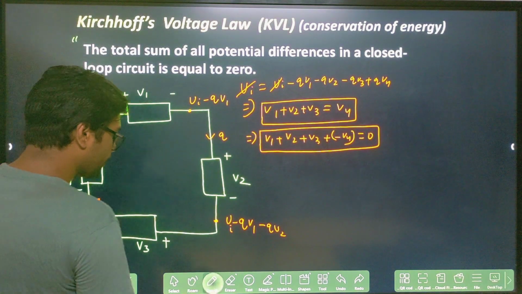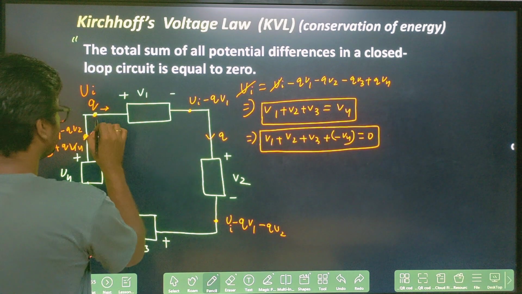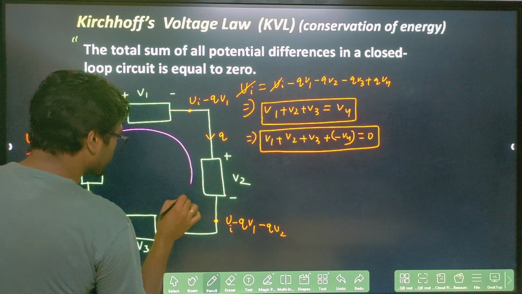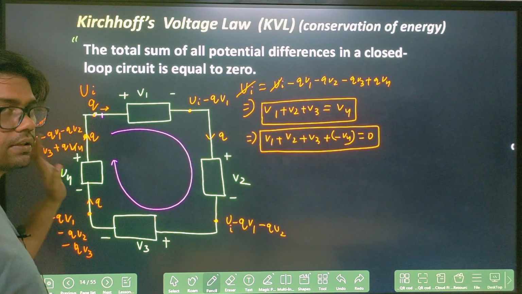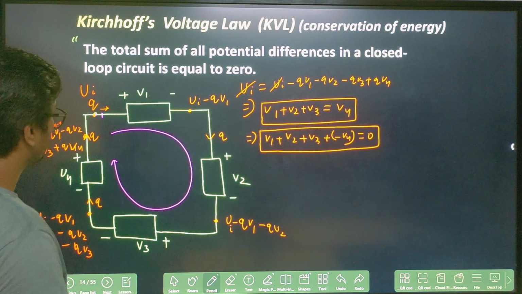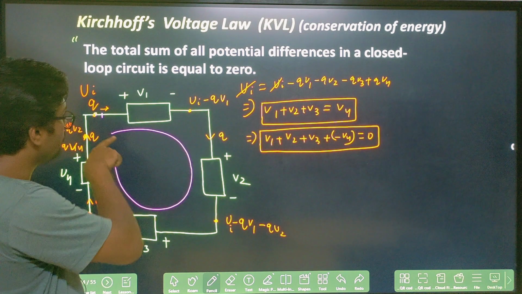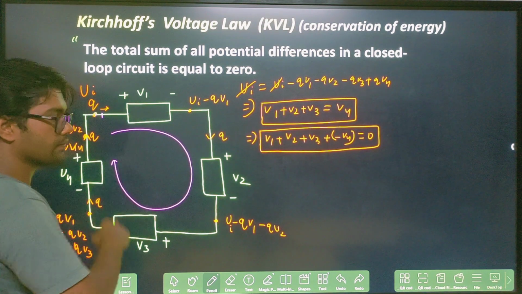What I do now, you just see here, with your previous knowledge, what we can say, let's start from this point and make a loop like this. Let's say the current is flowing along this direction. Clear? So you have to follow the procedure, right? Whatever I am telling, you have to follow the procedure. Here the current is flowing like this, let's say.